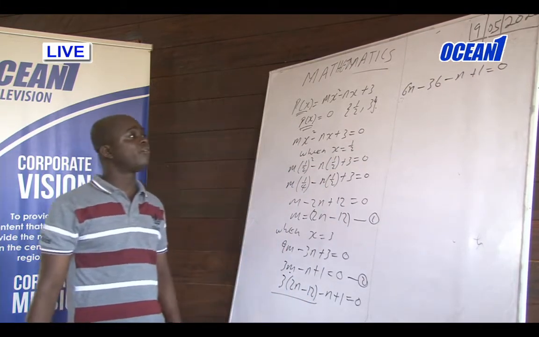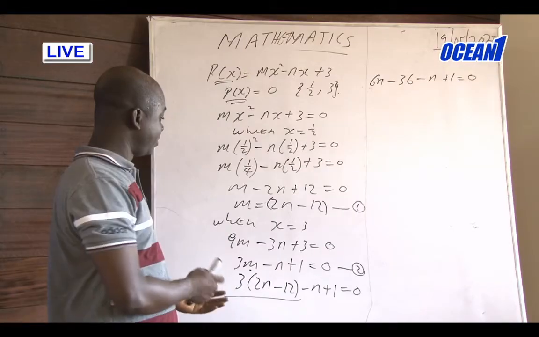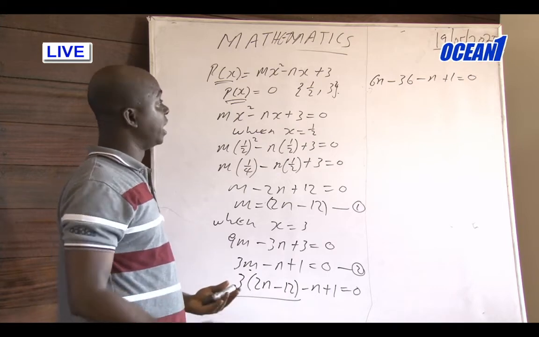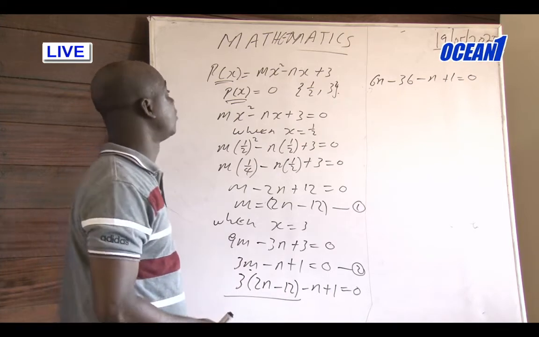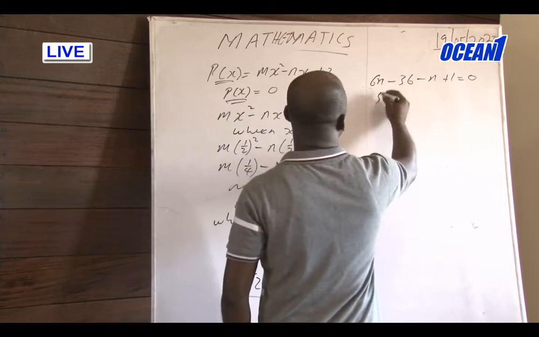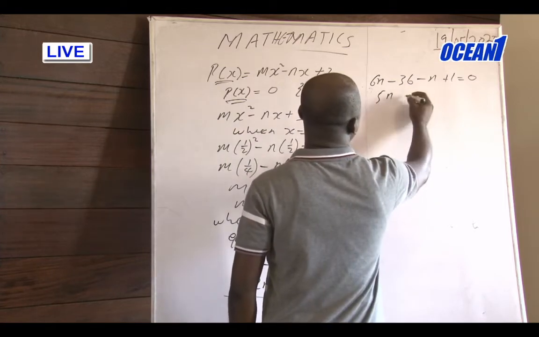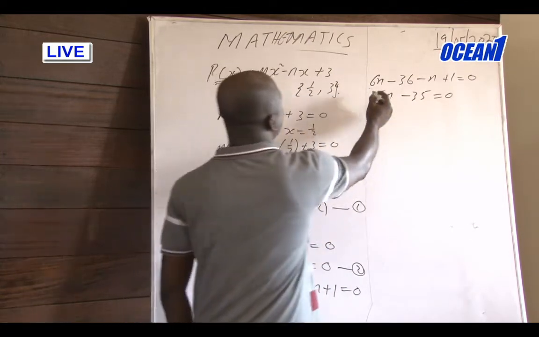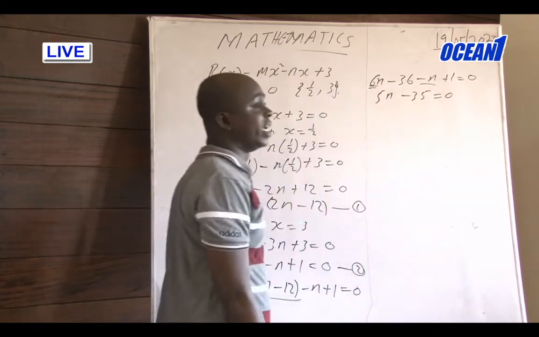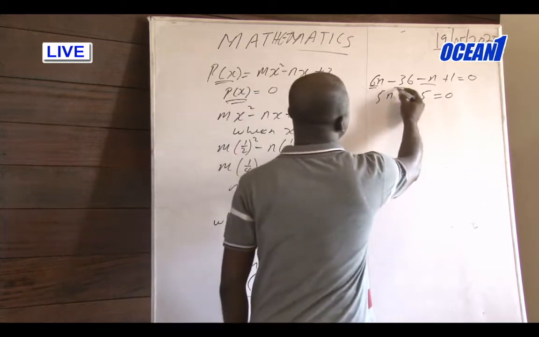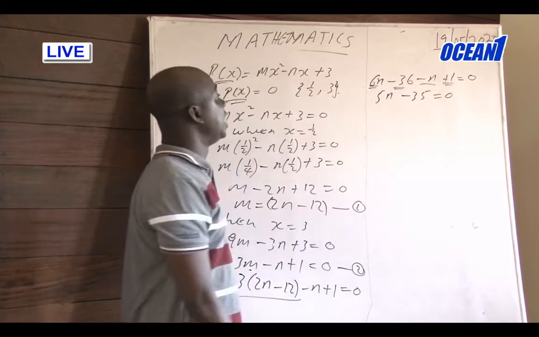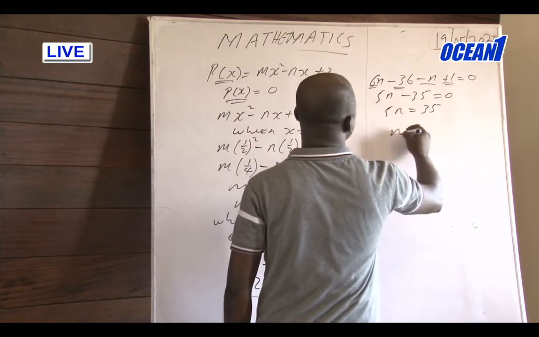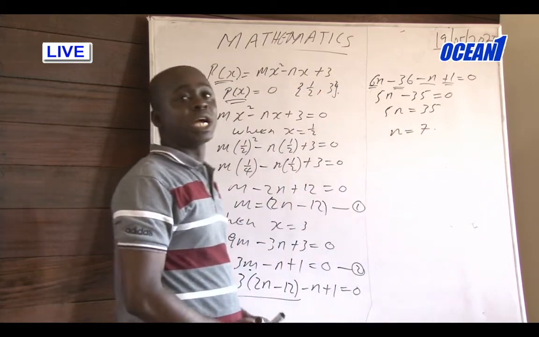So from this we have succeeded in making n the only variable in our equation. We have removed one of the variables, which will end up giving us 5n minus 35 is equal to 0. If we work out the variable parts, I'm getting 5n. And if we work out the value part, 36 and 1, we are getting minus 35. Therefore, 5n is equal to 35, n is equal to 7. So that will be our result.